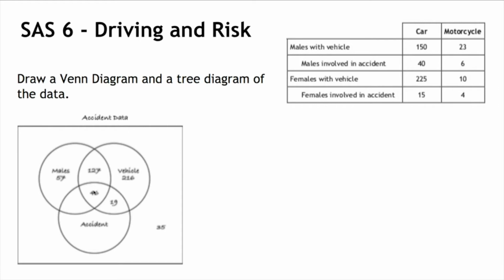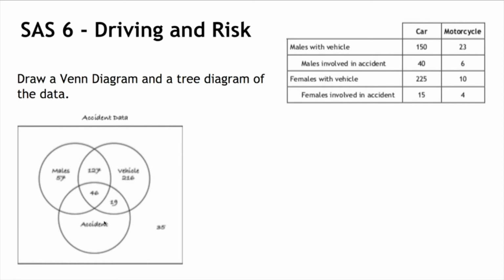Males with a vehicle that got in an accident: 46. This should coincide with the number of males involved in an accident. 40 had an accident with a car, and 6 had an accident with a motorcycle. That's 46, 40 plus 6. Females involved in an accident is 15 plus 4. That should be the intersection of vehicles and accidents that are not male, and that's 19. So we know that adds up correctly.